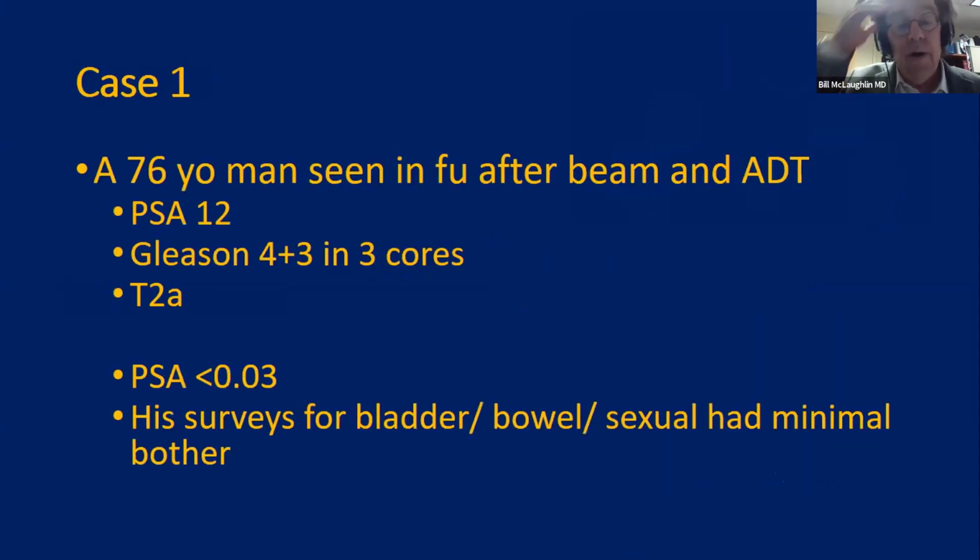Case studies, case 1, 76-year-old man seen in follow-up after chemo and hormone therapy. His initial PSA was pretty high at intermediate risk.